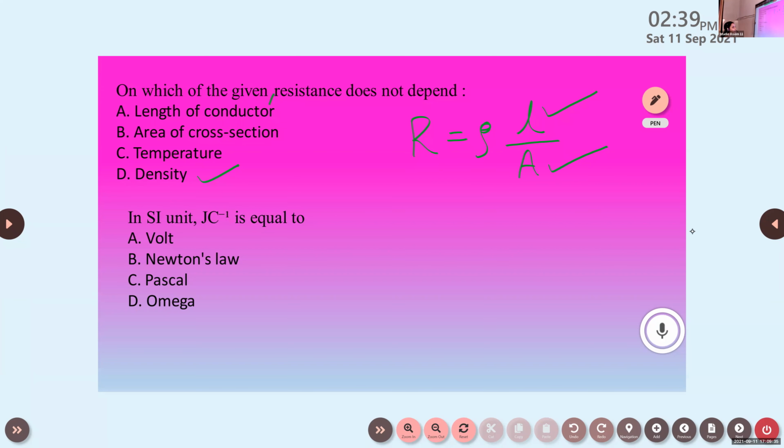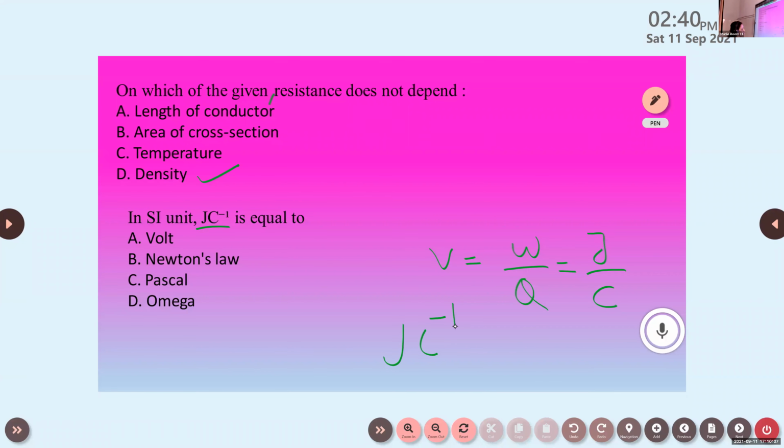In SI unit, joules per coulomb is equal to: volt, Newton, Pascal, or ohm. Volt. How did you obtain the answer? Explain it. Volt is equal to joule by coulomb. Volt is equal to work divided by charge. SI unit of work is joule, SI unit of charge is coulomb. So the volt is equivalent to joules per coulomb, J C^-1. So the answer will be the first option.